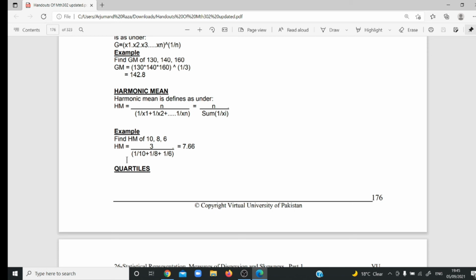Or here they have given you one more example. These are three numbers: 10, 8 and 6. For 10, 8 and 6 it's very easy. You just have to divide it and write down your answer.